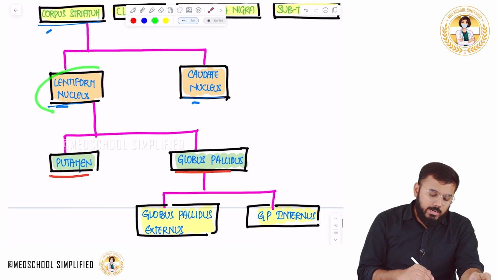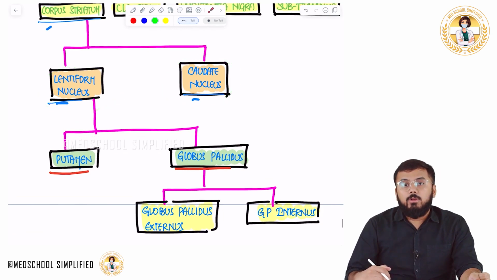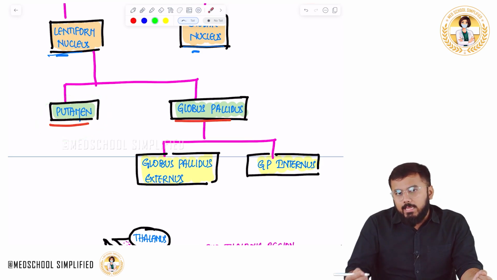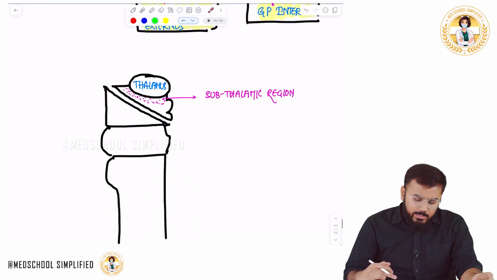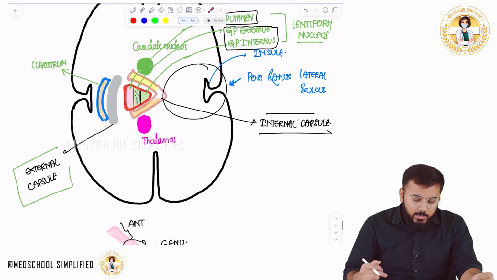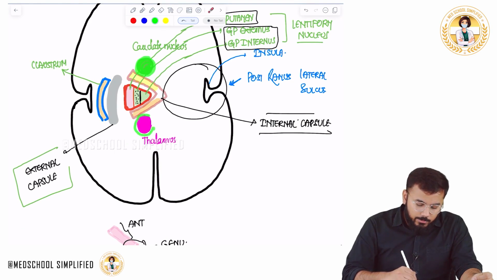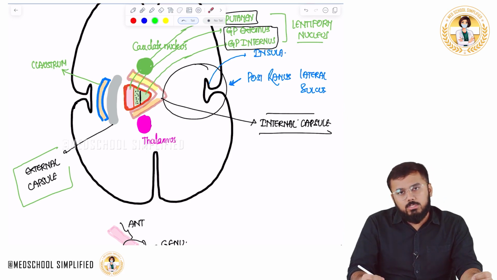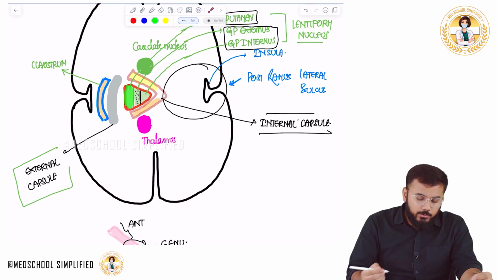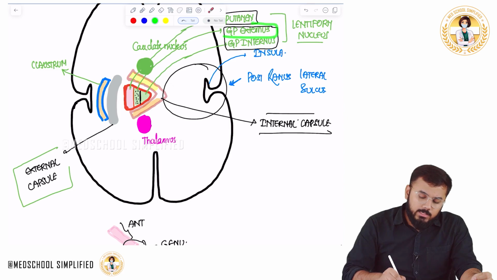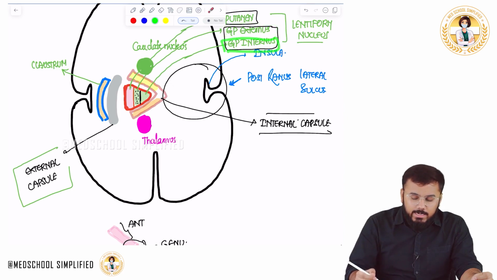So corpus striatum has lentiform nucleus and caudate nucleus. Lentiform nucleus in turn has the outer side called putamen and the inner side called globus pallidus. And this globus pallidus is divided into globus pallidus externus and globus pallidus internus. Next, thalamic subthalamic region. Here you can see very clearly that this green thing is called your caudate nucleus. The pink one is your thalamus. And this red one is your lentiform nucleus, which is divided into two. This part is the putamen and the rest is the globus pallidus. In this globus pallidus also, globus pallidus externus is there, and next is globus pallidus internus.